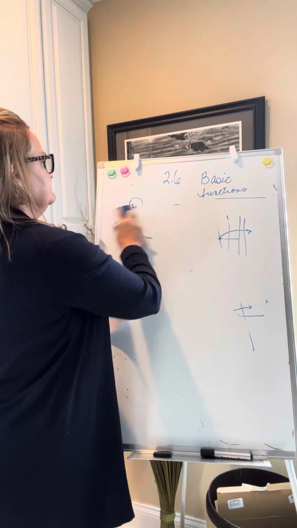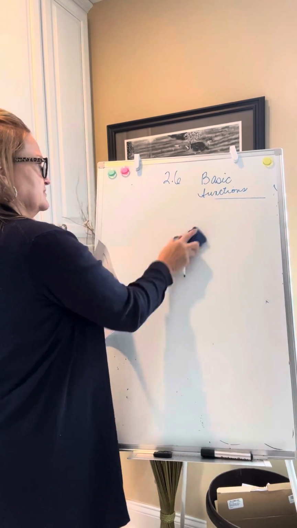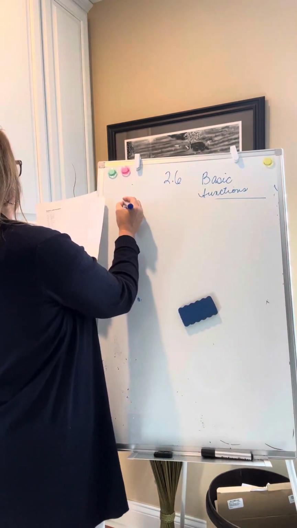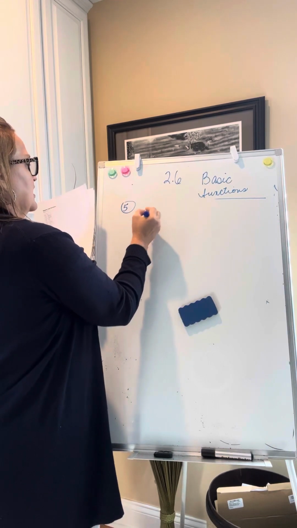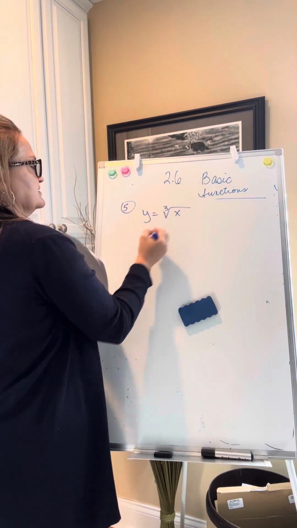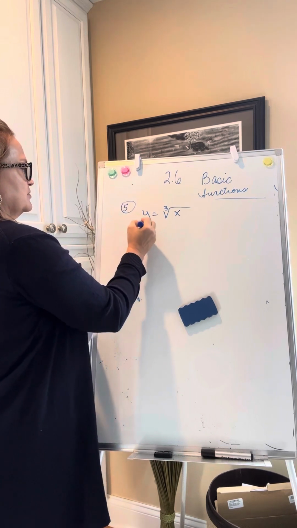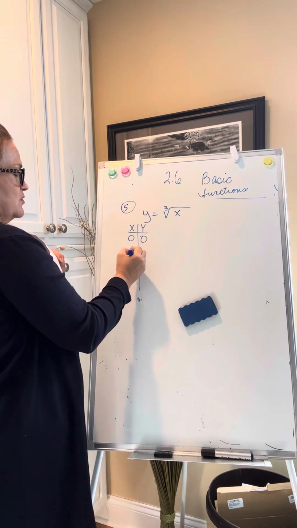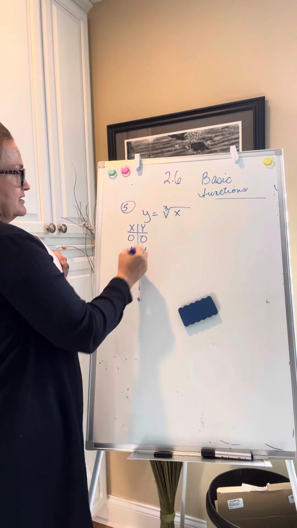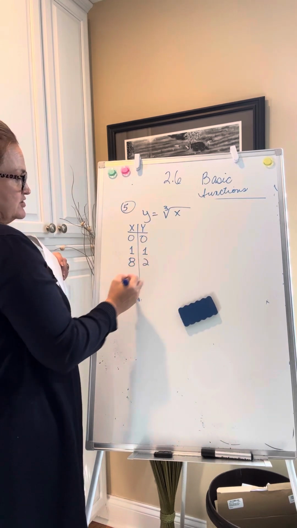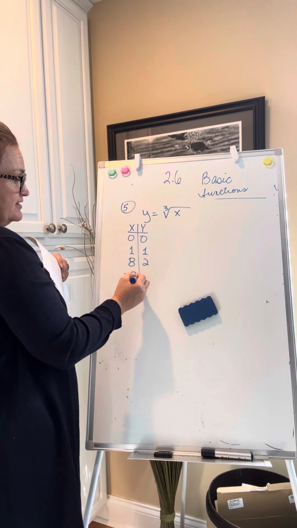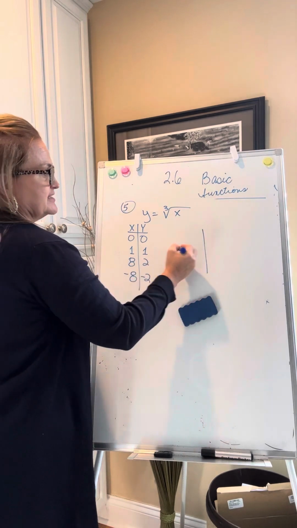Okay, next one, number 5. There's 10, right? So number 5. Cube root, y equals the cube root of x. You can plug in 0, get 0, 1 is 1. 8, cube root of 8 gives you y is 2. If you plug in -8, it gives you -2, so that's some sample values.